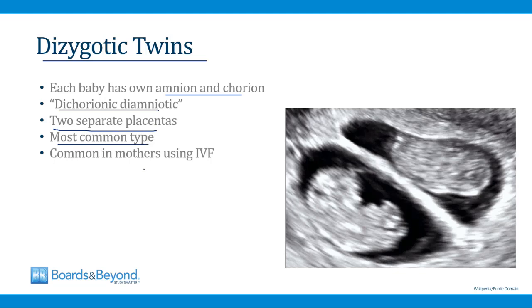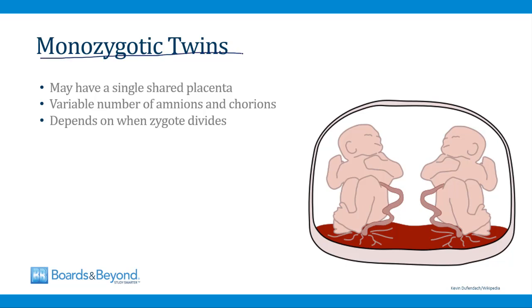It's also very common in mothers who use in vitro fertilization. In monozygotic twin pregnancies, the two twins can share a single placenta, and there are a variable number of amnions and chorions in monozygotic pregnancies. It depends on when the zygote divides in two.